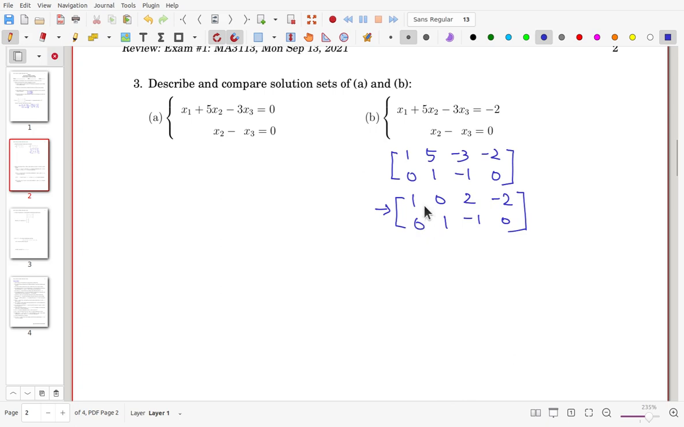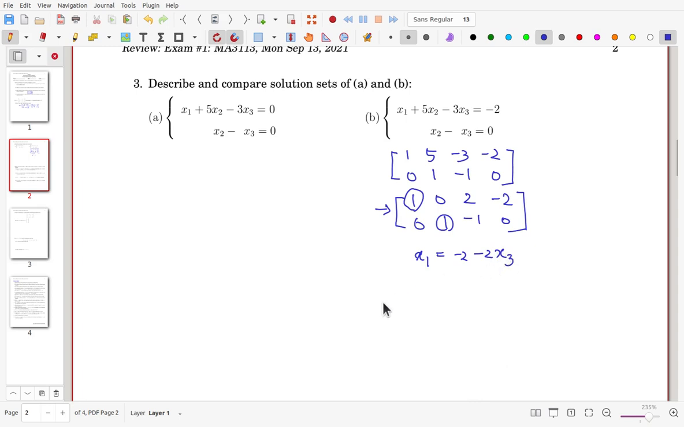Here, x1 is the leading one, and this is the leading one, 2 pivots, and so x1, x2 are basic variables, and x3 is a free variable. So when we try to solve the problem, we keep the basic variable on the left-hand side and everything else on the right side. This equation is the same as x1 plus 2x3 equals -2, so from this first equation we have x1 equals -2 minus 2x3.